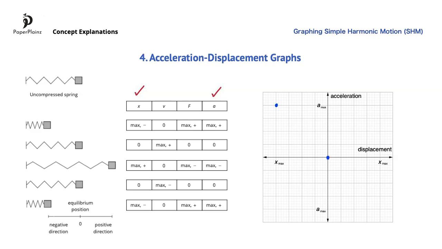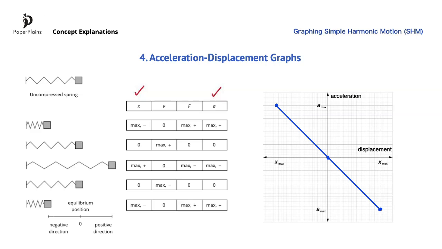When the spring is fully extended, displacement is at its maximum positive, while acceleration is at its maximum negative value, giving us this point. The fourth row again gives us the point at the origin, where both quantities are 0, and the last row gives us the point that we plotted all the way to the left, where displacement is at its maximum negative and acceleration is at its maximum positive value. Connecting the points, we get a straight line.